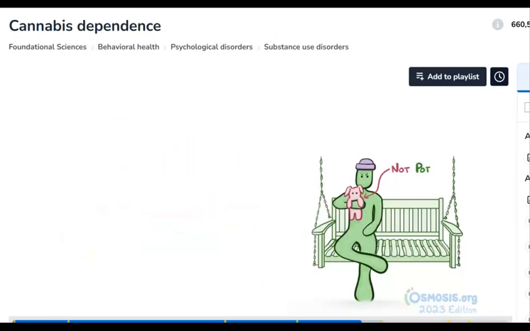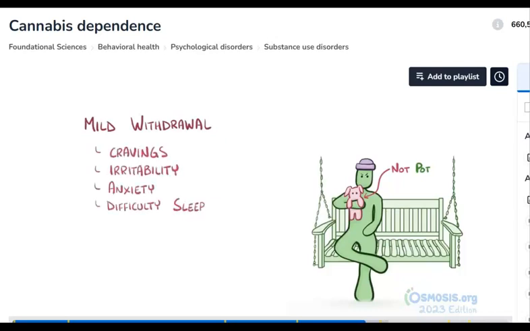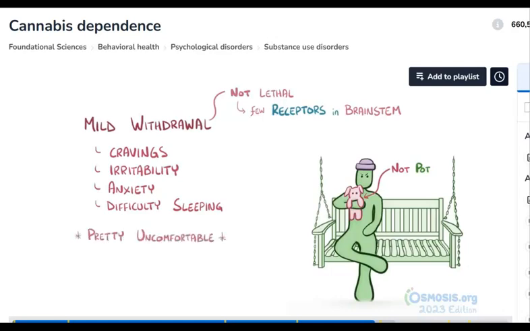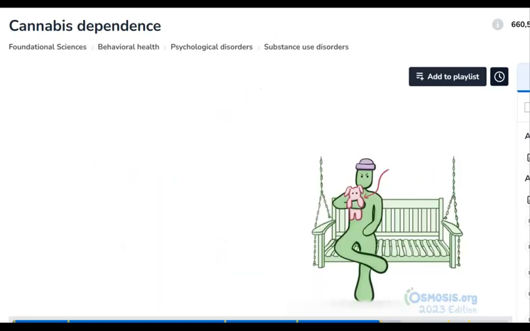When you stop using cannabis, you might experience mild withdrawal symptoms like cravings, irritability, anxiety, and difficulty sleeping. These symptoms, though, aren't lethal because there are very few cannabinoid receptors in the brainstem, so respiration and vital signs are unaffected by cannabis use, but they can be pretty uncomfortable. Discomfort and craving could make you want to smoke again, and lead you to develop that pattern of problematic use and dependence.